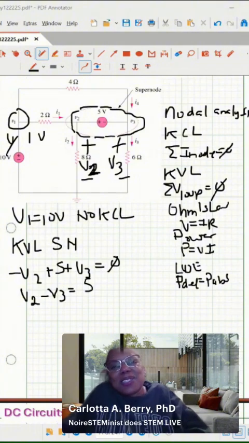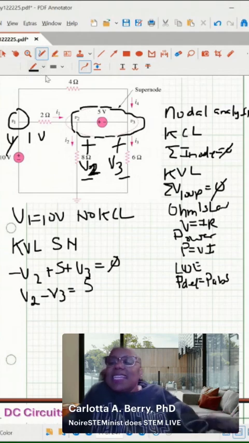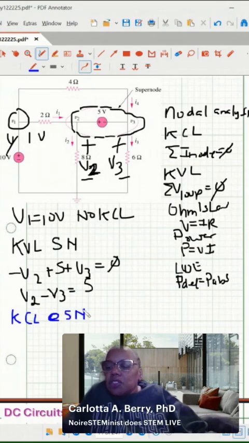Now we're going to do KCL at the supernode. Remember, a supernode is a floating voltage source. A floating voltage source means that the voltage source is not tied to ground. That's why this 10 volts is not a supernode, because it is tied to the reference node, which is 0 volts or ground. Okay?